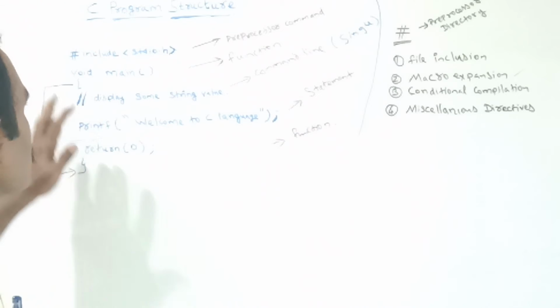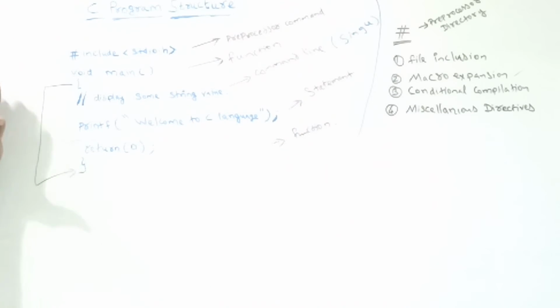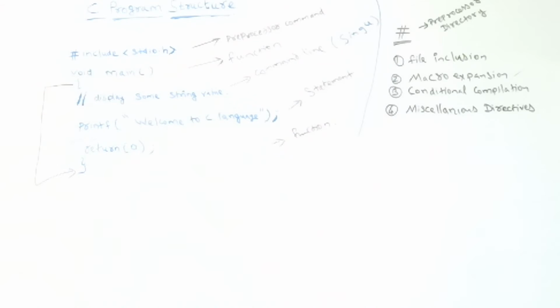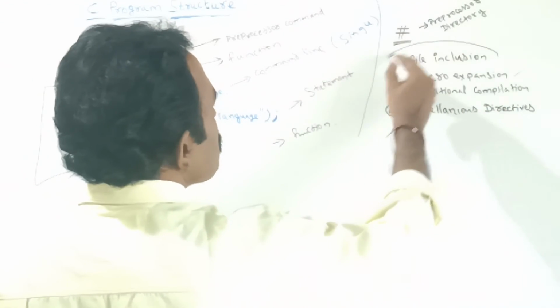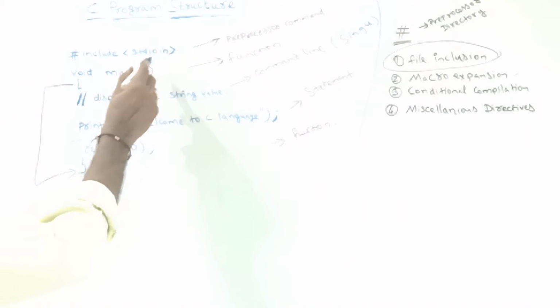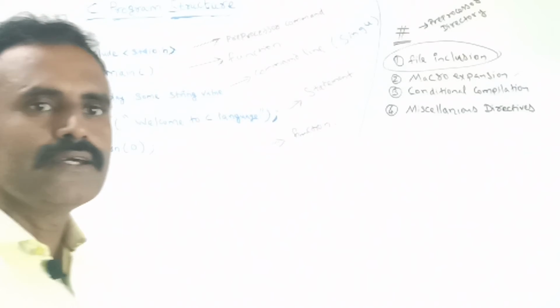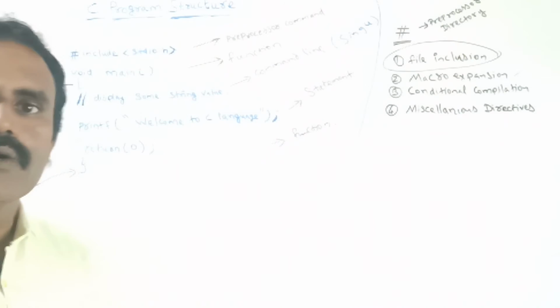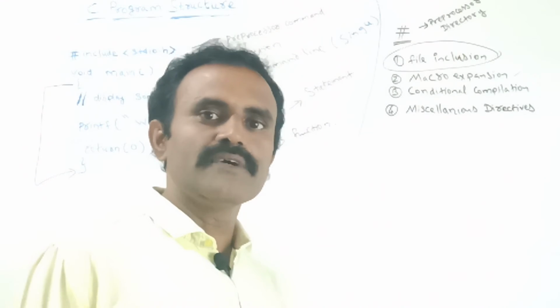Here this is our program. At the very first line, include stdio.h. What kind of preprocessor directive is this? This is file inclusion. We are including the file stdio.h in our source code. The file stdio.h is a library file. It contains a lot of built-in functions or ready-made functions.